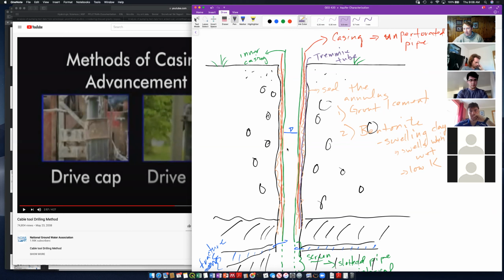So your casing would be smaller than your drill? Yeah, your casing would be smaller than the ID of your drill bit. We'll talk about it here. It'll make more sense in a bit. And the drive blocks. Okay.